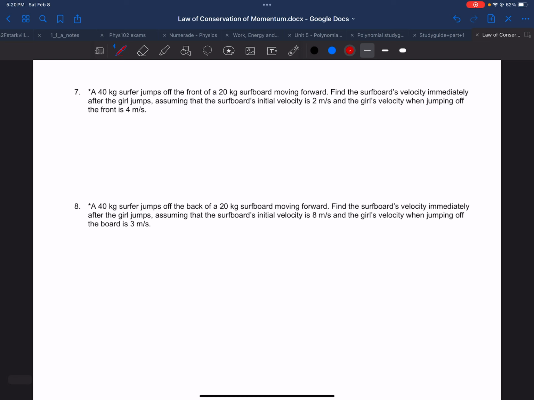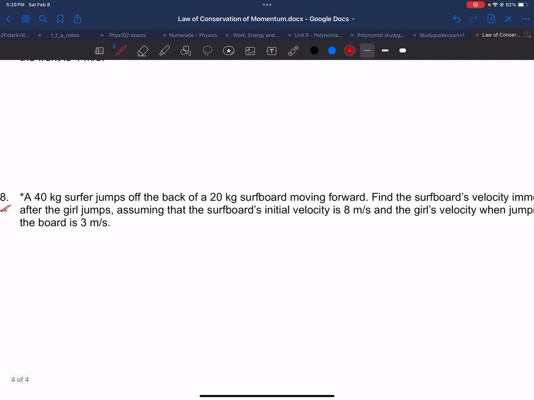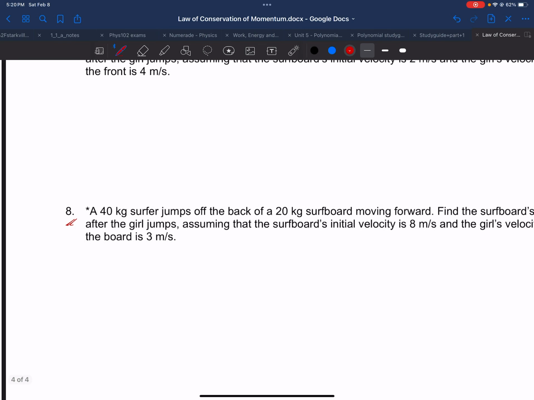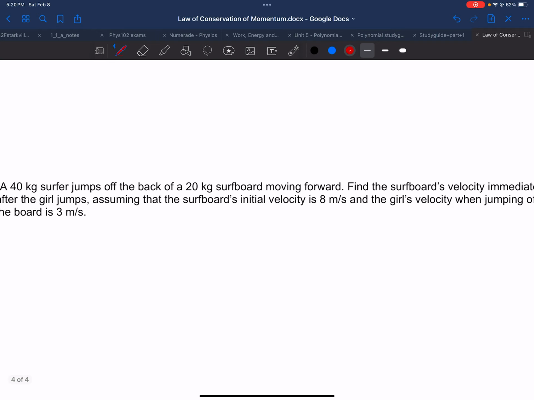These two are different questions, but number 8, it's not worded very well, and I promise you if this is on an assessment, it'll be worded better. This talks about a surfer jumping off the back of a 20-kilogram surfboard, moving forward. Find the surfboard's velocity immediately after the girl jumps, assuming the surfboard's initial velocity is 8 meters per second. So this is an explosion, right? So you got your surfboard, and you've got your person on the surfboard.